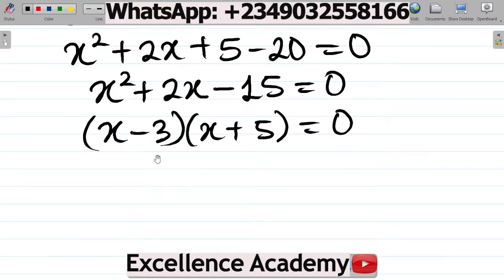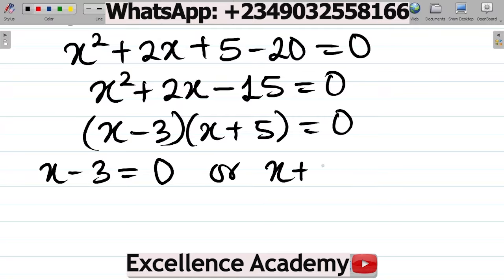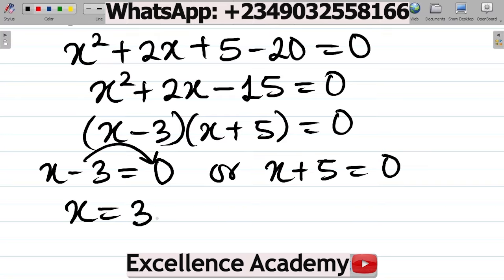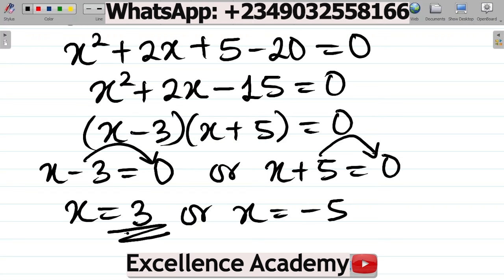Let's equate the first bracket to 0. We'll have x minus 3 equal to 0, or equate the second bracket to 0, x plus 5 equal to 0. From here, x will be equal to minus 3 comes over here, becomes plus 3, or x equal to plus 5 comes over here, becomes minus 5. So x is equal to either plus 3 or minus 5.